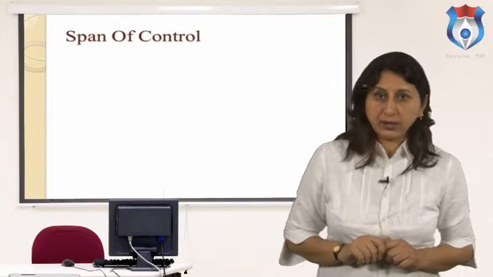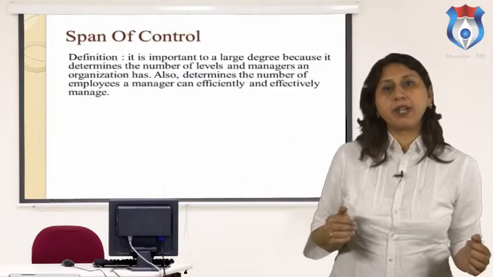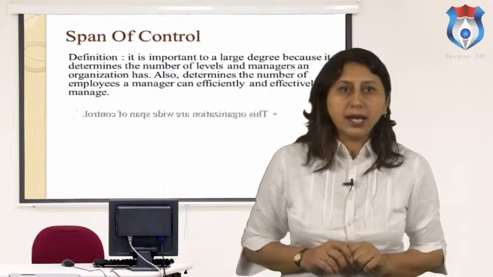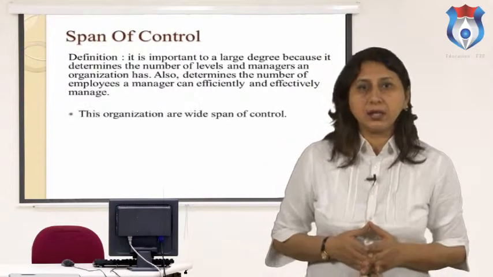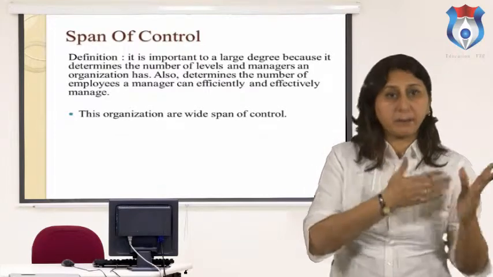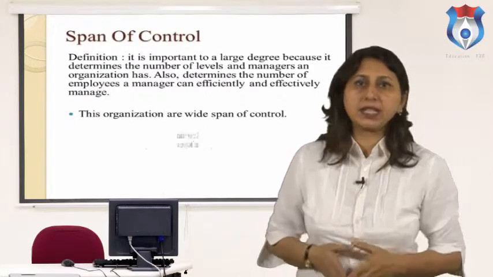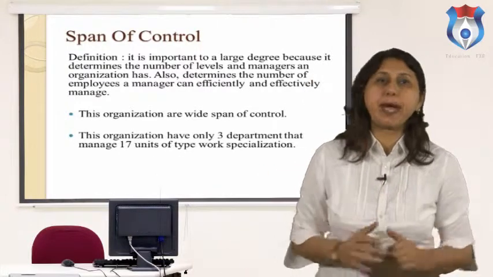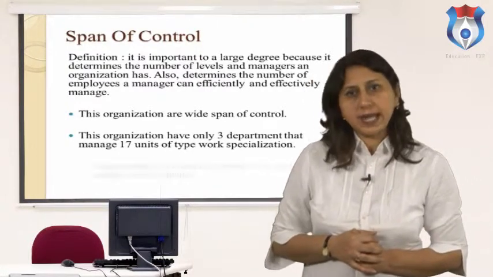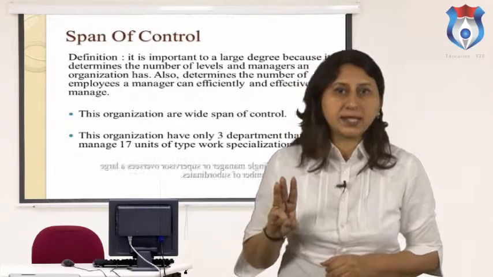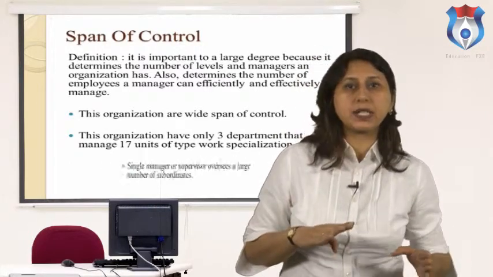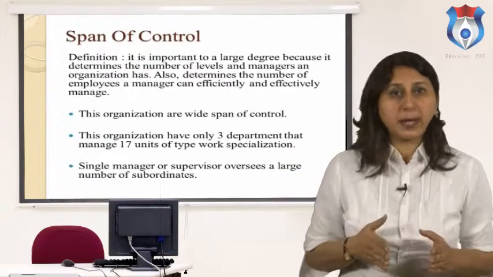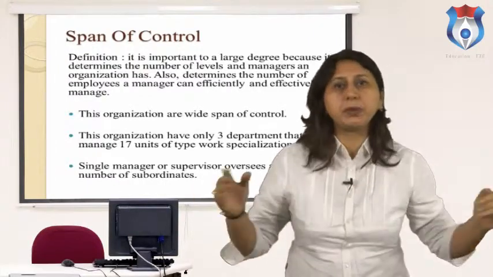Span of control. It is important to a large degree because it determines the number of levels and managers an organization has. Also determines the number of employees a manager can efficiently and effectively manage. These organizations are wide span of control. These organizations have only 3 departments that manage 17 units of type work specialization. Single manager or supervisor oversees a large number of subordinates.